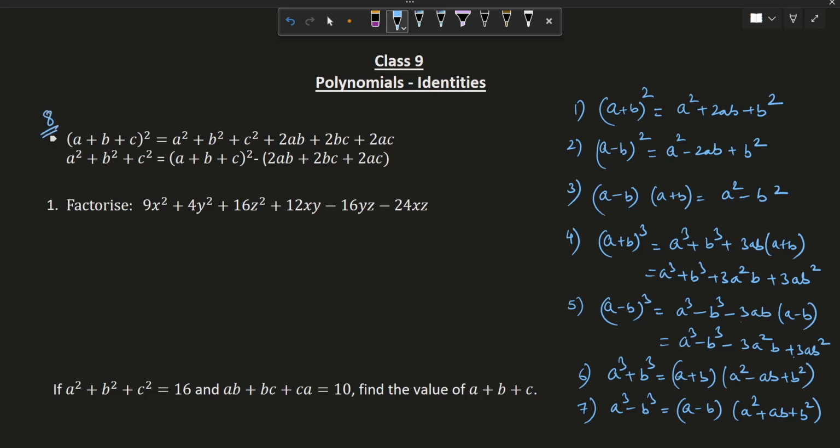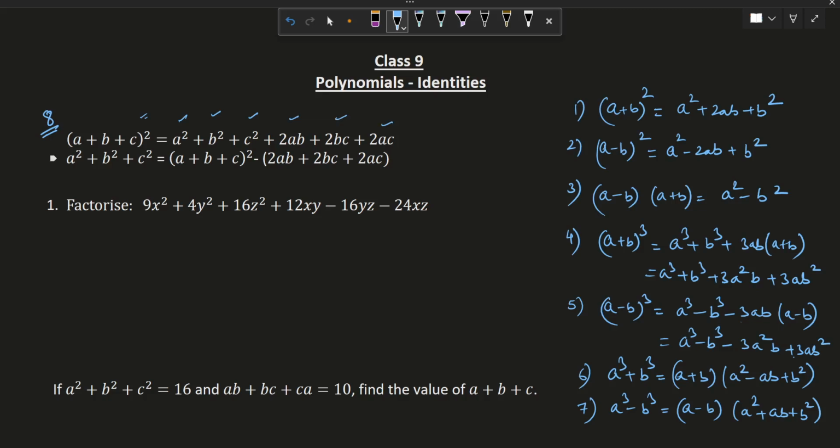There are nine. The ninth one also will come up, but in the next video, I'll solve a few special problems on that identity also. So, (a + b + c) whole square is just like your (a + b) whole square, but here we have to do the square of three terms. So, it's a square plus b square plus c square plus 2ab plus 2bc plus 2ac.